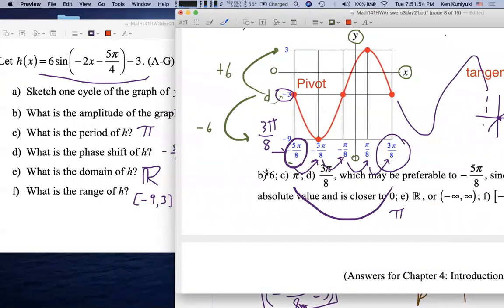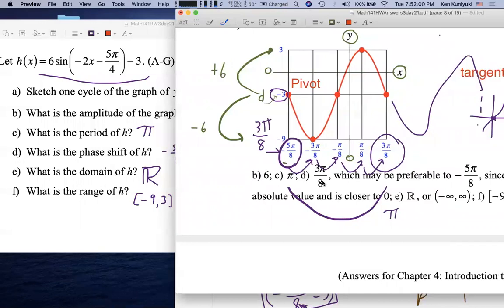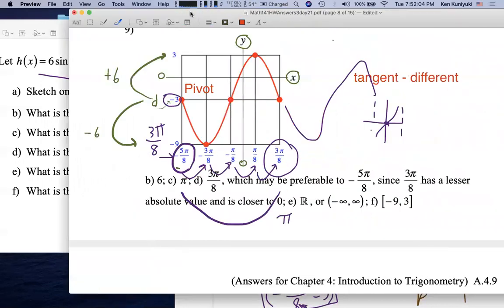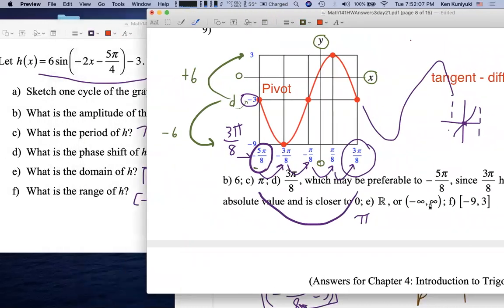Okay, amplitude was 6, period was pi. The phase shift, I'll accept -5 pi over 8, but 3 pi over 8 may be preferable. You can add the period, and that's closer to 0, actually. Some books call that the phase shift. Domain is all reals, and interval form's fine. Range is that. Remember, it's the lesser number on the left, greater number on the right. So although we spent like 45 minutes on this Picapia problem, it was worth it. I don't think I wasted your time. This was the best, most solid Picapia problem.